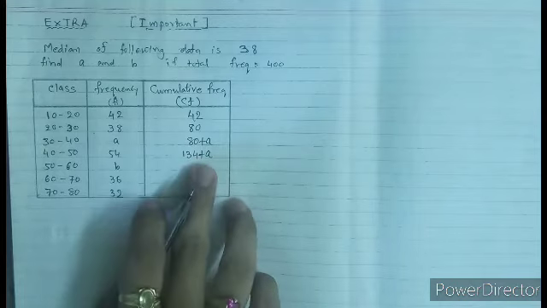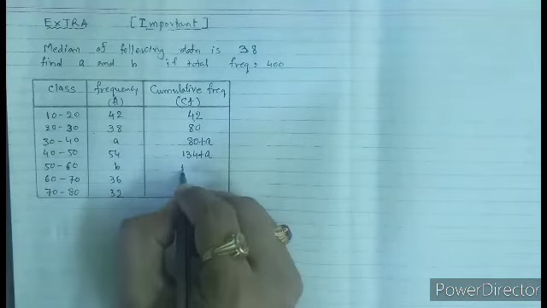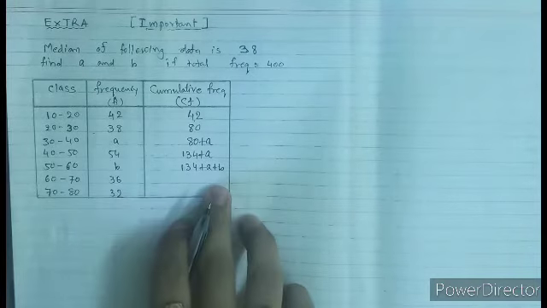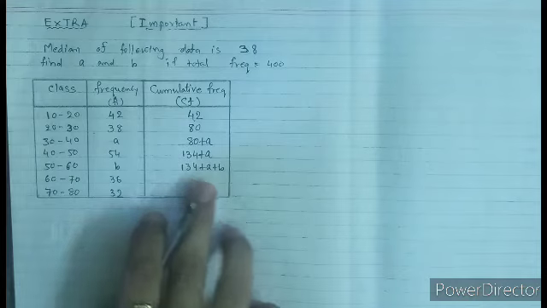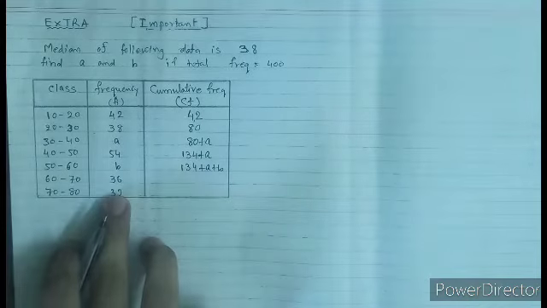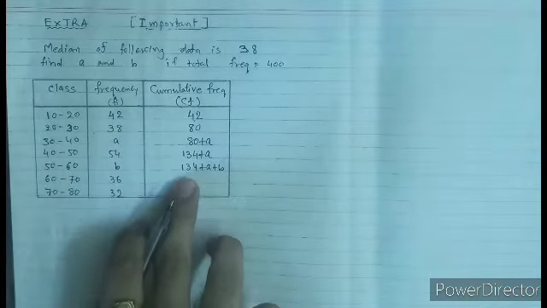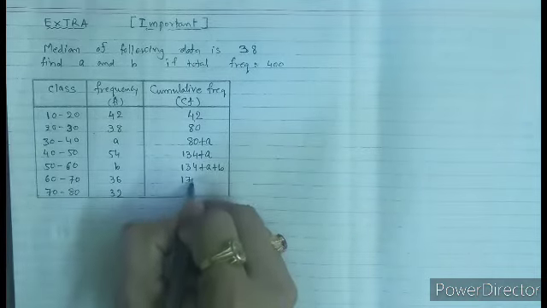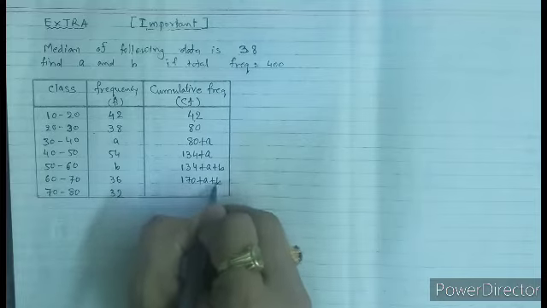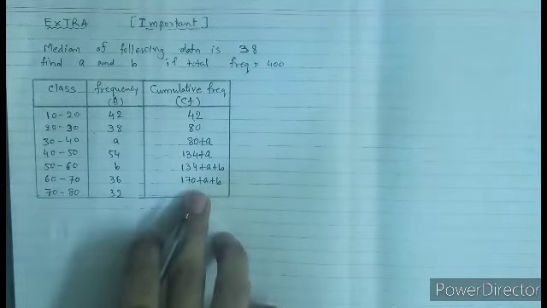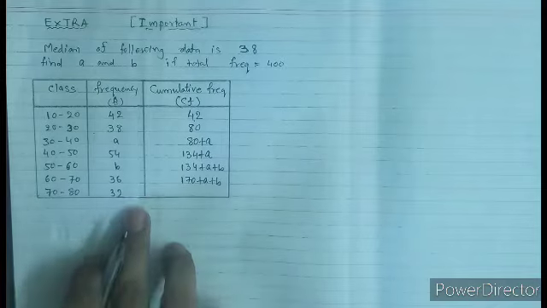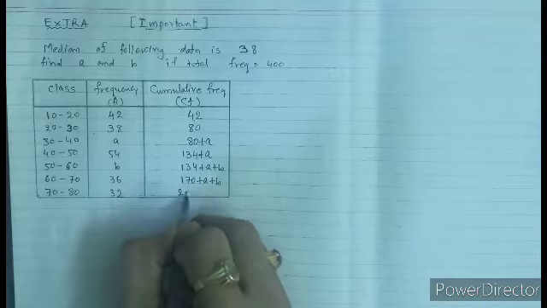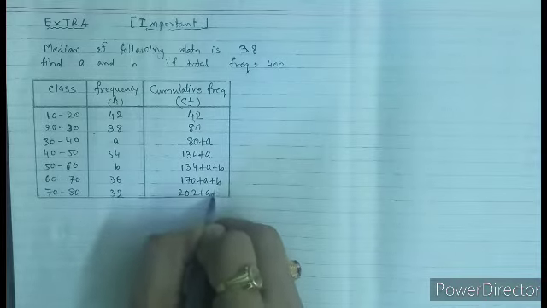Then 134 plus A plus B, we don't know A and B, so it will be 134 plus A plus B. The next will be 134 plus A plus B plus 36. So we will do 134 plus 36. We get 170 plus A plus B. Then finally 170 plus A plus B plus 32. So 170 plus 32 will be 202 plus A plus B.